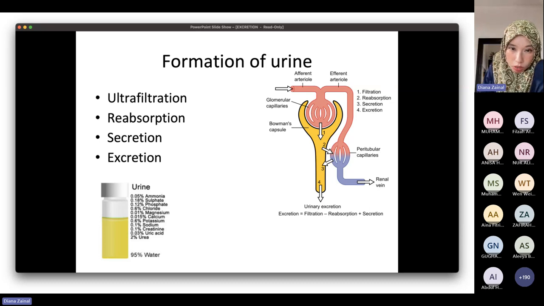So this is the efferent, with the blood entering the glomerulus. Everything is going to be filtered out, and we call it a filtrate. What cannot pass, we send back out through the efferent.